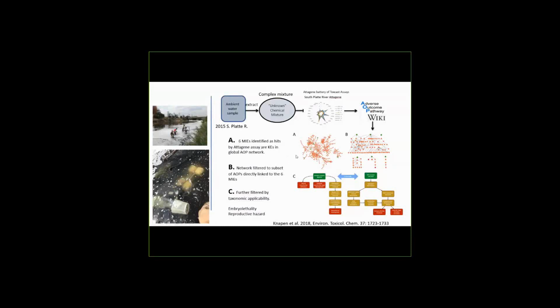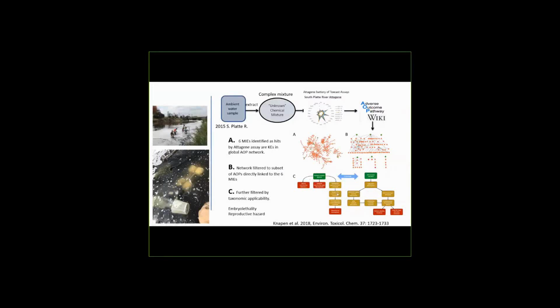We took those 6 molecular initiating events, identified where they occurred in the adverse outcome pathway network that's represented in the AOP wiki. We then extracted out all the AOPs that linked to those 6 molecular initiating events, filtered that network to select those AOPs that we felt were relevant to aquatic organisms, and based on that, we were able to identify embryo lethality and potential reproductive failure as hazards that might be associated with exposure to that mixture.